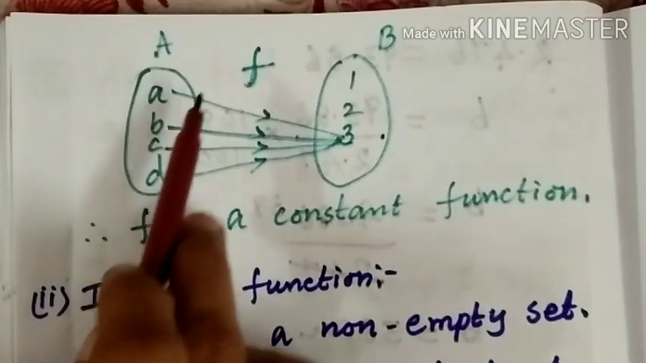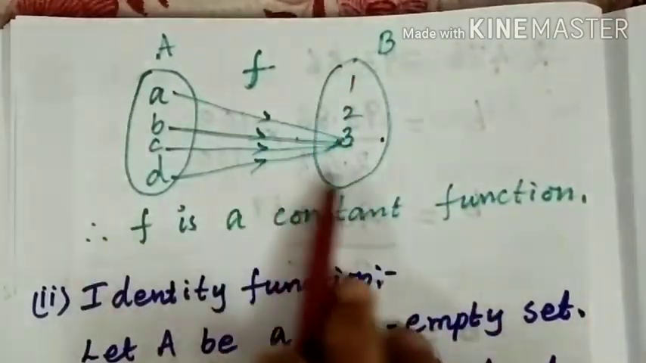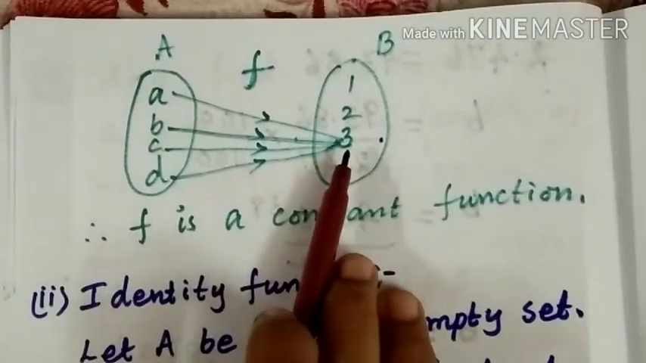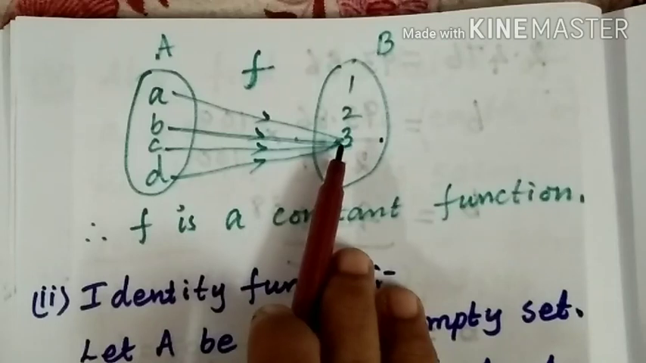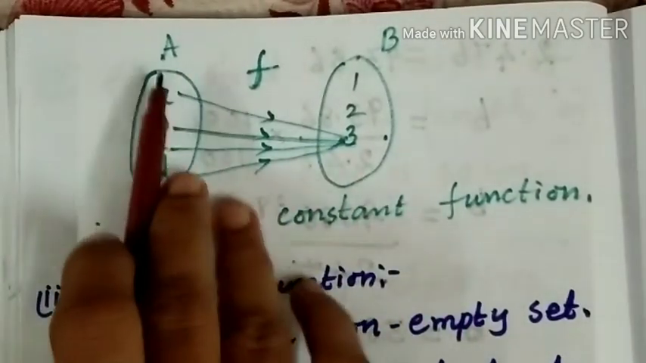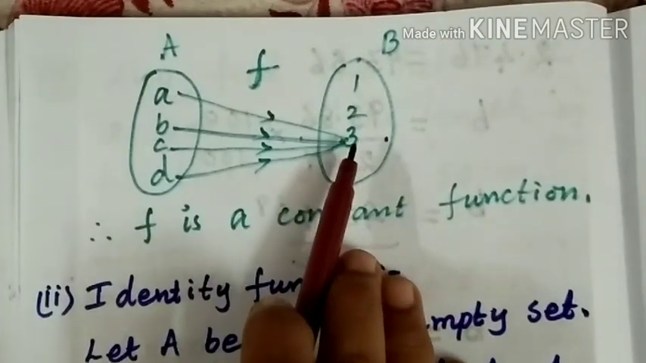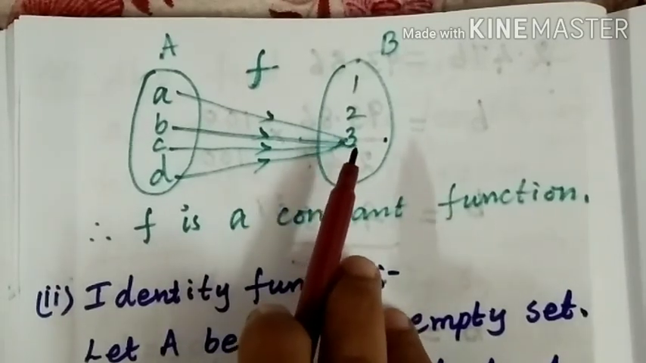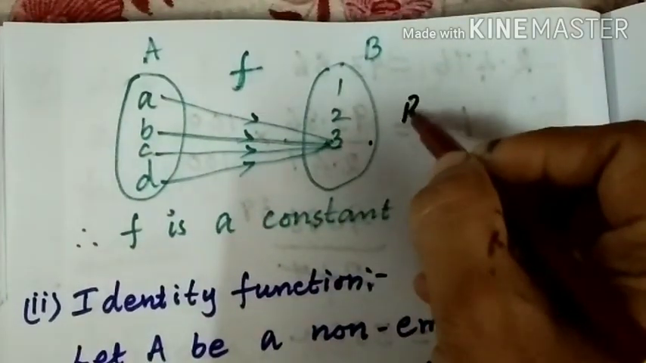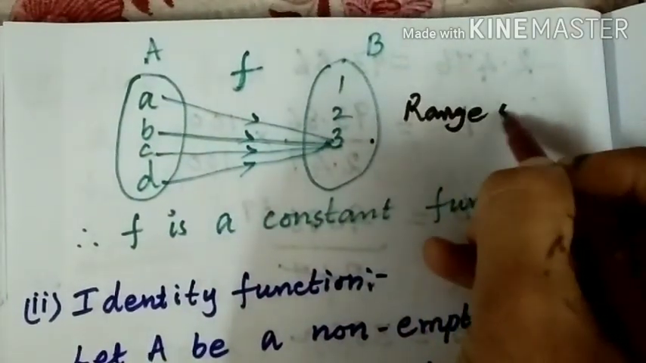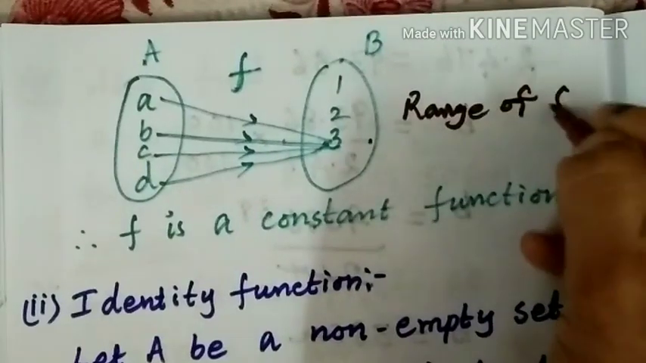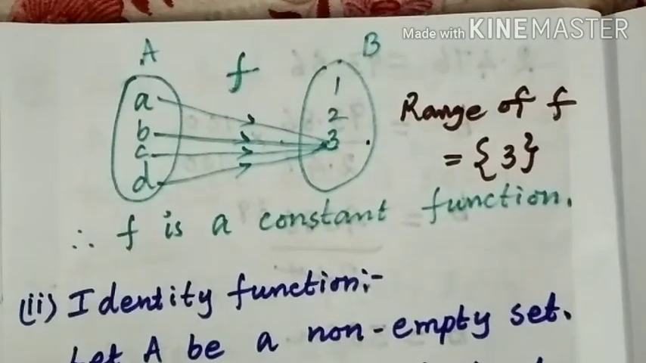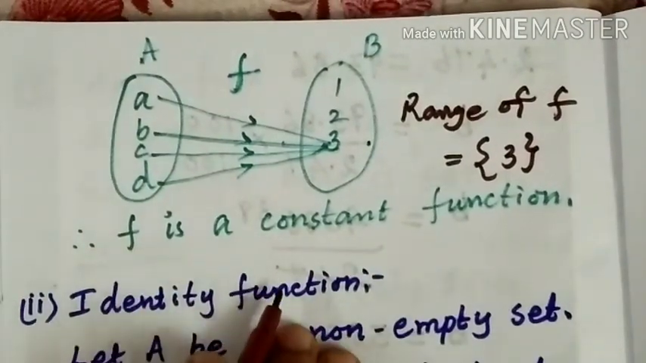See this arrow diagram, this one denotes set A and this one denotes set B. Every element has a unique image, so it is a function. Then all the elements have the same image, that is 3. So the range of this function is only one element. Range of f is equal to the singleton set {3}. Therefore, f is a constant function.